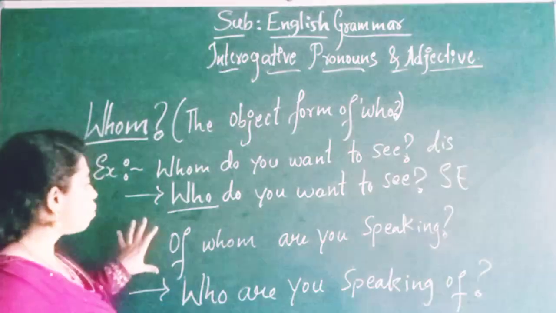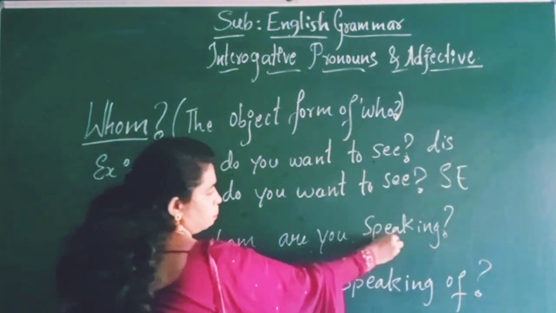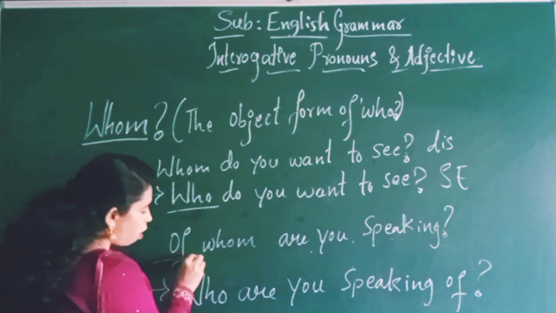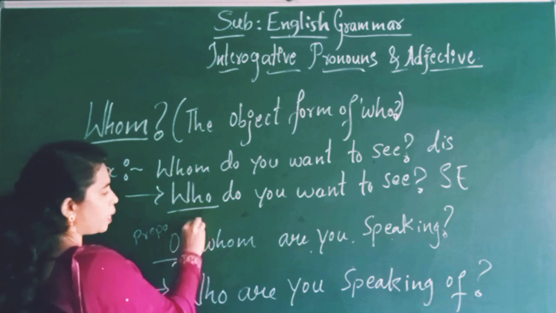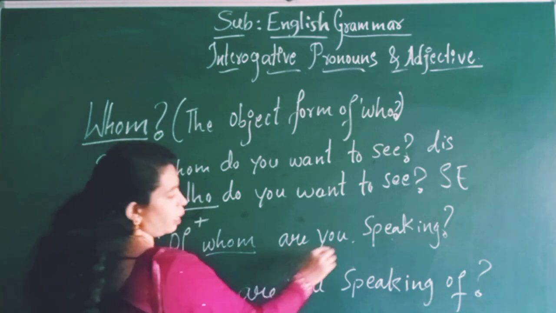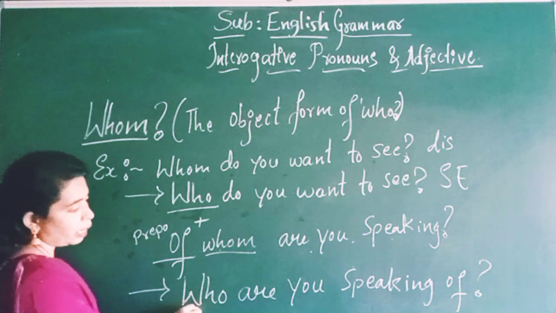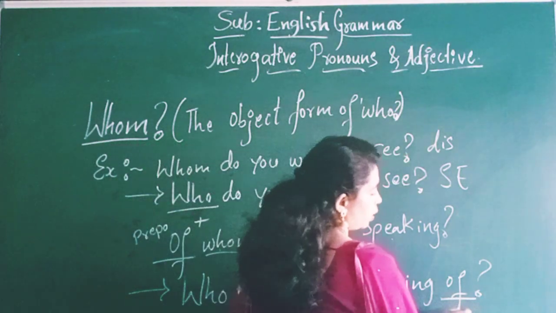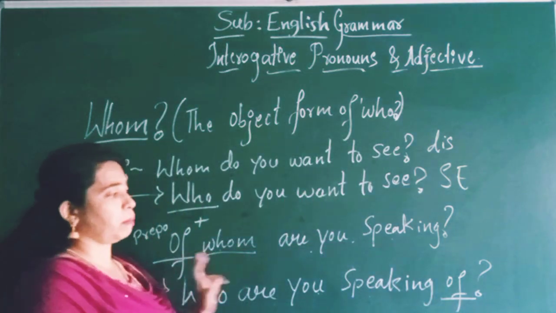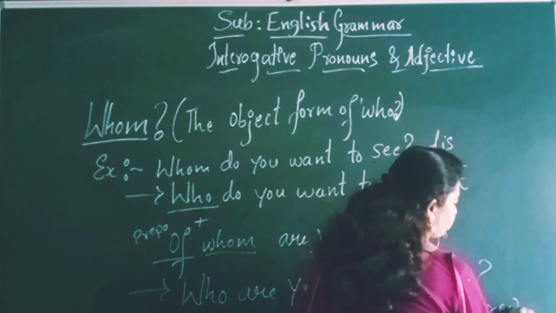Now coming to another example. Of whom are you speaking? See here, of is the preposition. Change it to who: who are you speaking of? This of has been replaced here. This is the preposition here.